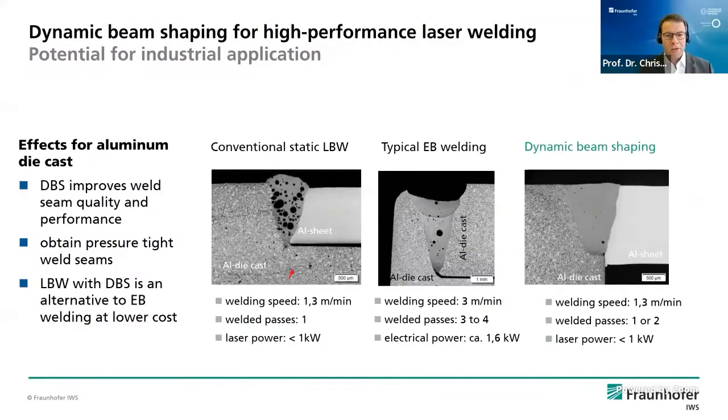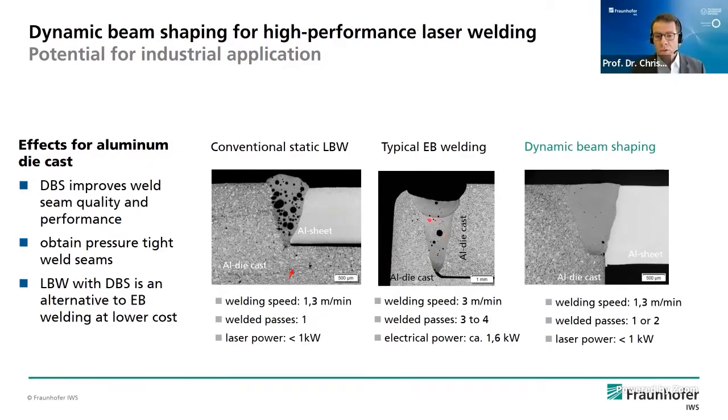And I'll kick off this part of the presentation with showing you an example from industry where aluminum die cast parts are welded using static laser beam welding to aluminum sheet material in this case. And all of you who are familiar with that know that the weld seam looks like Swiss cheese, if I may say that. So there's a lot of porosity involved. So if you need dense and pressure tight weld seams, this is certainly a big challenge to be overcome.